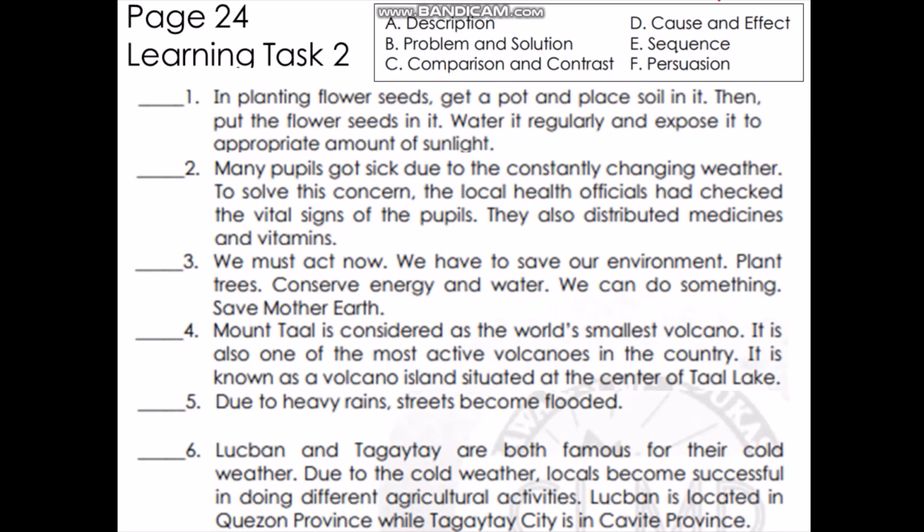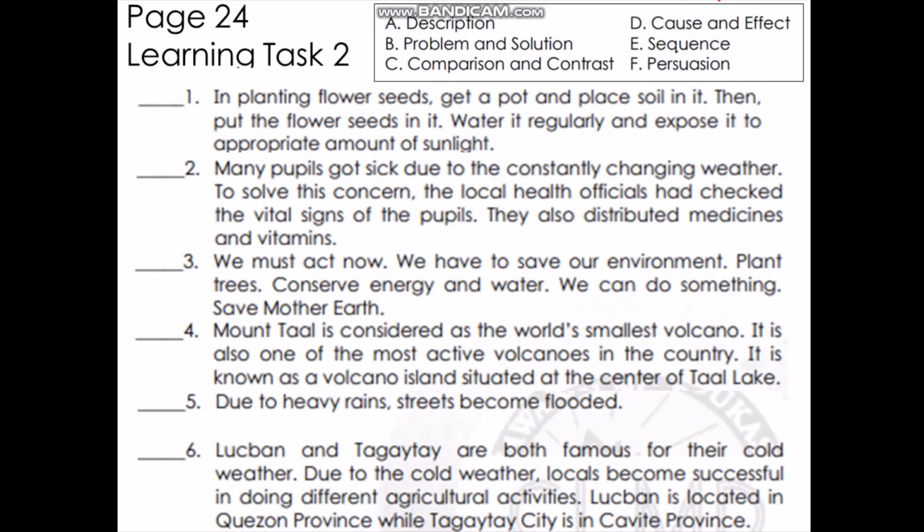I have here 6 examples of informational text. Now, you are going to identify what kind of informational text they are. Okay? So, we have A, B, C, D, E, or F. You base your answer on the sentences that I'm going to read.